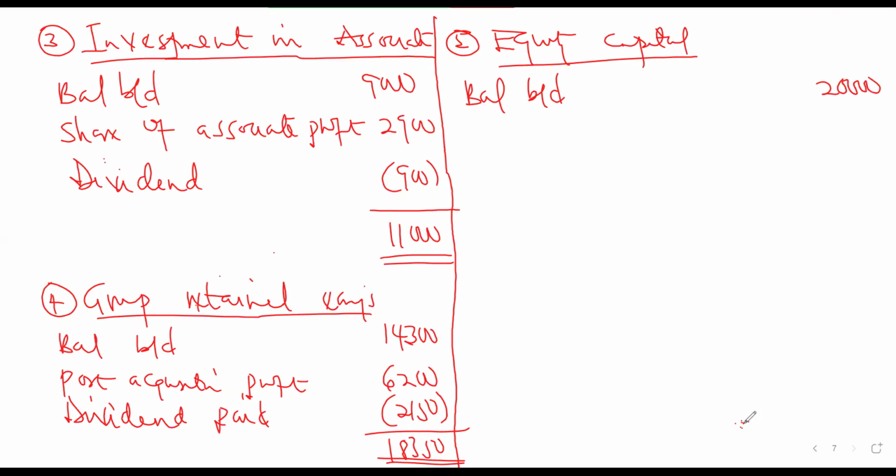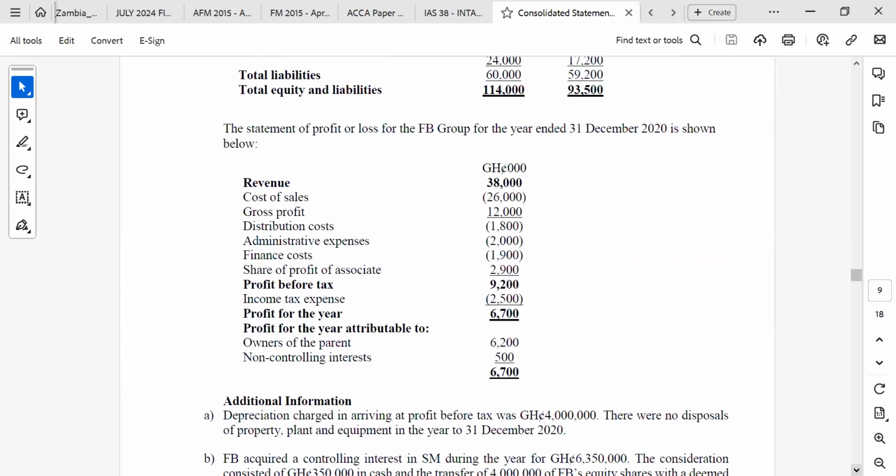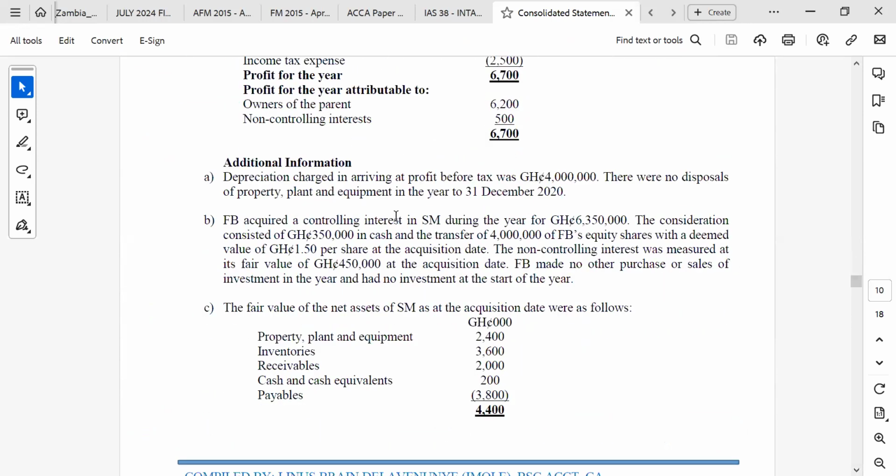So what happened during the year? Were there any new issue of shares? What happened during the year? Okay, the acquisition was through what? So we are paying cash and share exchange. So what is the portion of the share exchange? 4,000 multiplied by 1.5. I'm sure that will be 6,000.